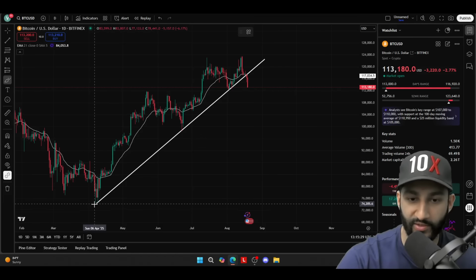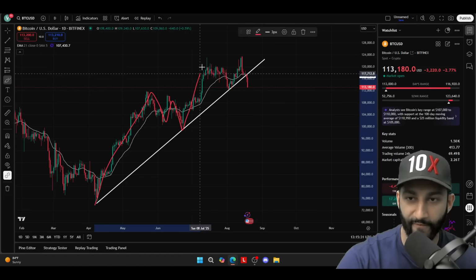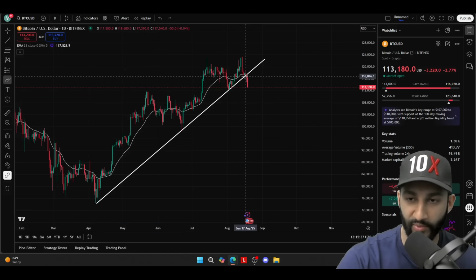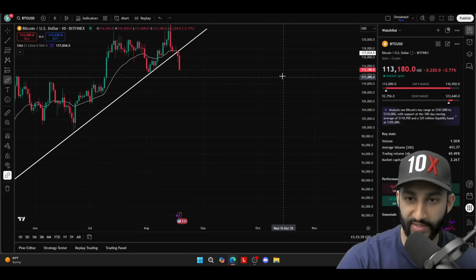We had one large leg up right here. Correction. First attempt higher, failed. Second attempt higher, failed. Double top, large sell-off. Broke the bullish trend line. So this one is basically targeting right around the 112. Most likely you guys are going to break it.